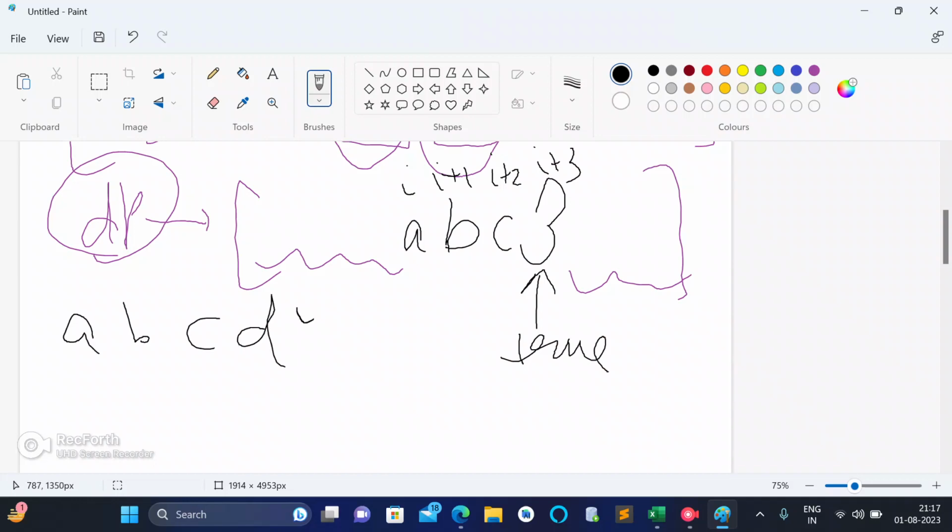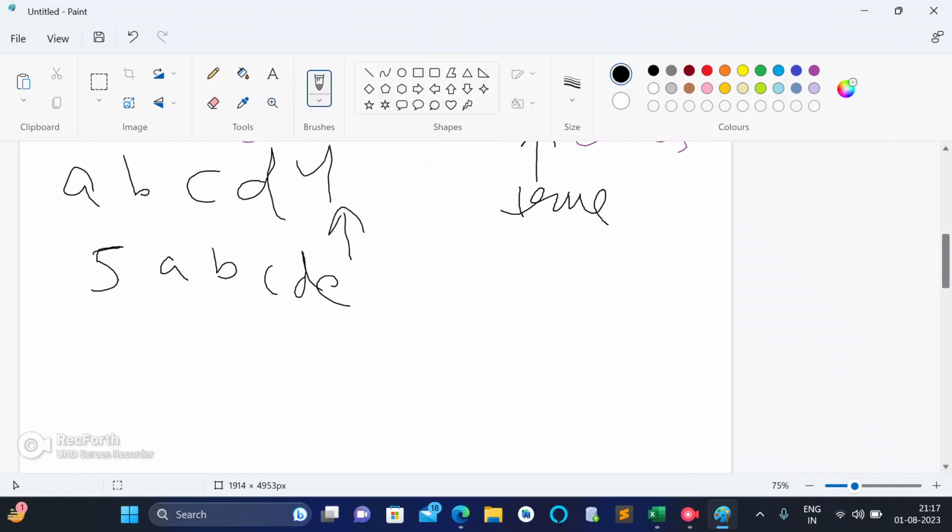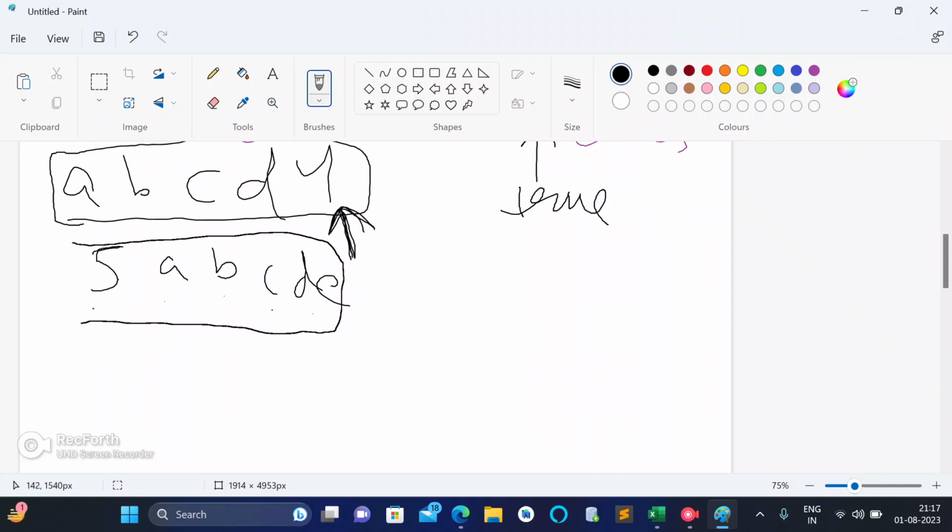If instead of this there would be A, B, C, D, 4, then my target would be to make this position true. Suppose there are 5, A, B, C, D, E. Suppose the first length is given to us, then 5 elements are given to us. Then also our target is to make the end element true. In the above one, A, B, C, D, 4, you can see the end element is 4. So my target is to make the position of 4 true.